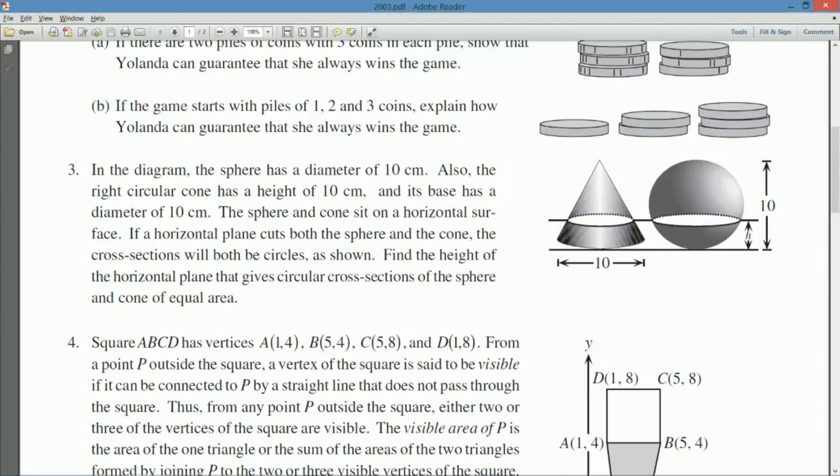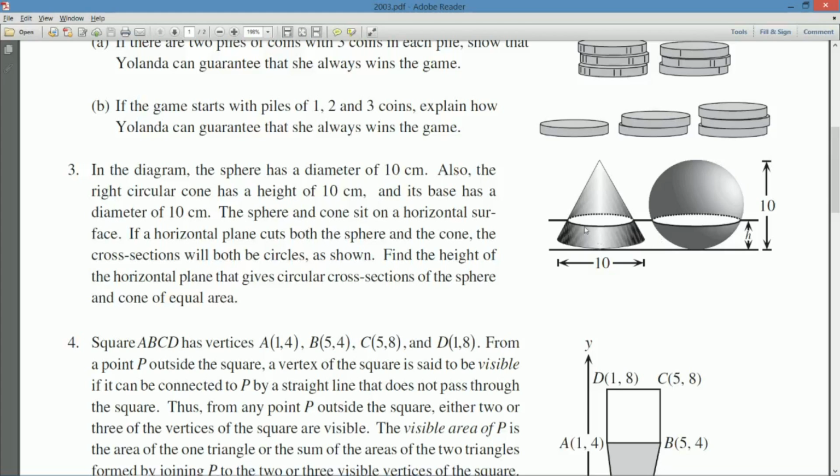Okay. The sphere and the cone sit on a horizontal surface. If a horizontal plane, so something parallel to the table they're on, I guess, cuts both the sphere and the cone, the cross sections will both be circles, as shown. Okay. Find the height of the horizontal plane, so how far above the base it is, that gives the circular cross sections of the sphere and cone of equal area.